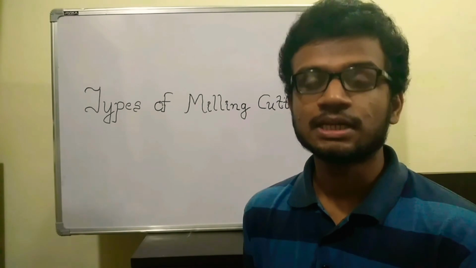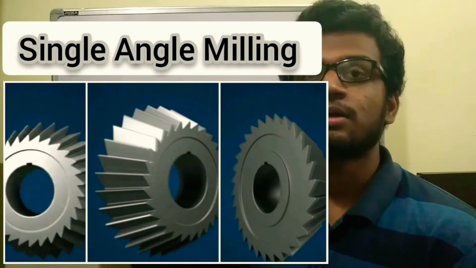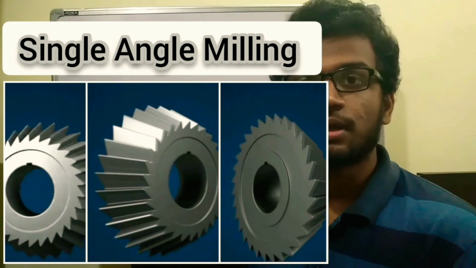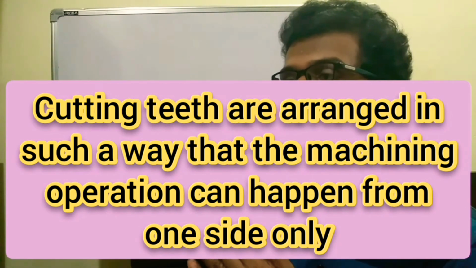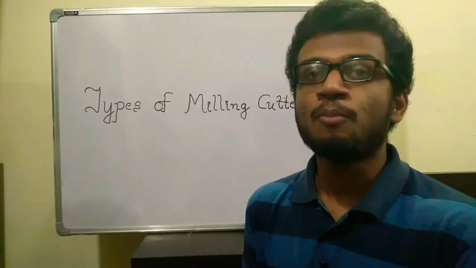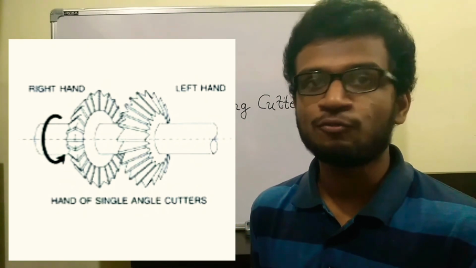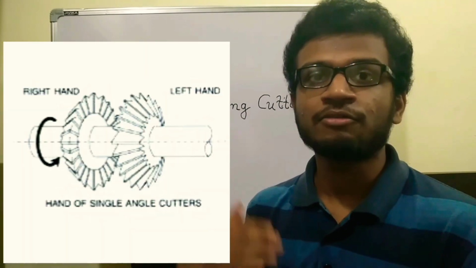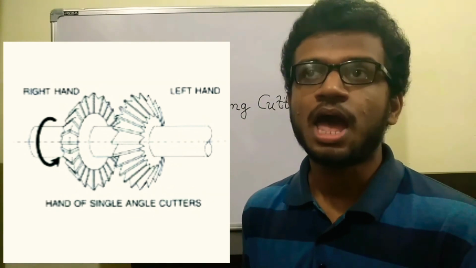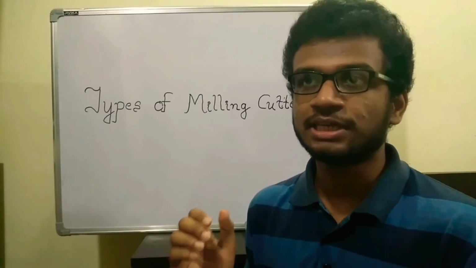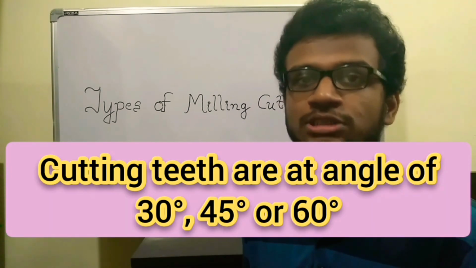Then this angular milling cutter is of 2 types. The first one is the single angle milling cutter, so it is called. Here the cutting teeth are in such a way that the machining operation can happen from one side only. You can see the diagram here, that the cutting action can happen only from one side, and it can be either right or left.